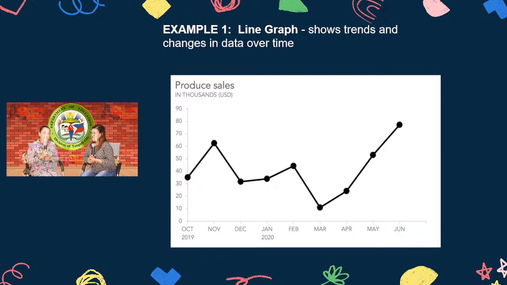For example, this is in the field of business. The line graph there, for example, the business would like to determine the performance of the sales produced from October to June. From that graph, from that presentation, the researcher will clearly determine whether their sales produced are increasing or decreasing.